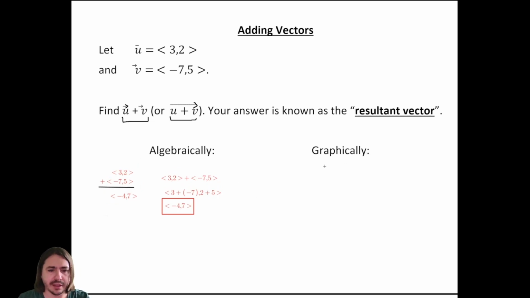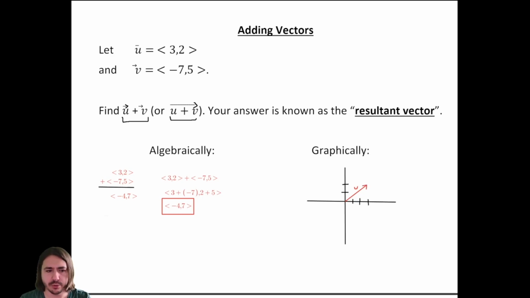Graphically, it's represented like this. Let's say we start with vector u, which is 3 comma 2. The way you add vectors graphically is what we call head to tail, meaning the first vector, which starts at the origin, ends at 3 comma 2. So here's vector u. Then we put the vector we're going to add to it, not in standard position. We start it where the first vector ended. Since the first vector ended here, we move 7 to the left and 5 up to get to the terminal point of vector v.